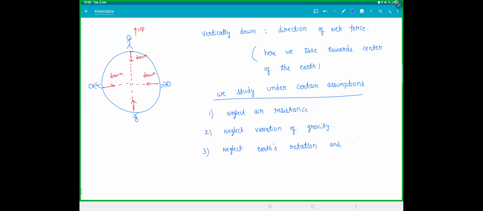And also we neglect the curvature of Earth. So we treat Earth almost as a flat surface, because the range or whatever we get is small distances. With these assumptions, we solve all the problems.